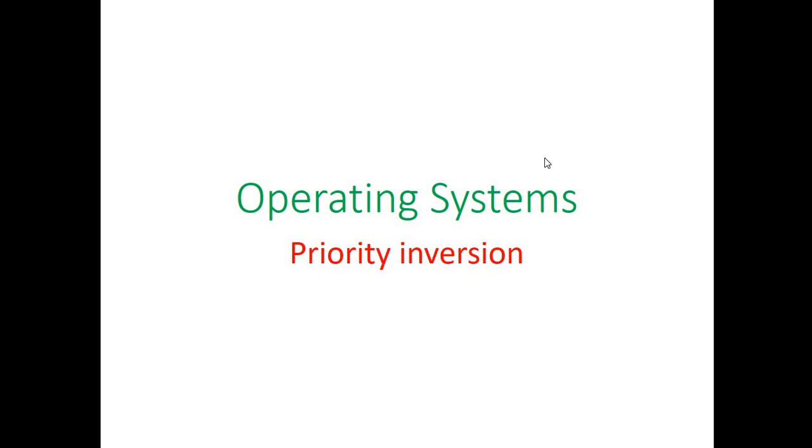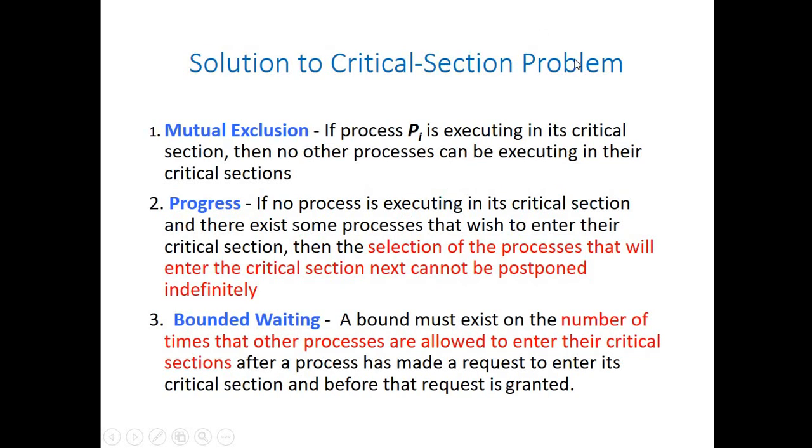Dear students, in this video we are going to learn about the concept of priority inversion in operating system. Generally, a solution to the critical section problem must hold the three properties. One is mutual exclusion, another one is progress, third one is bounded waiting.